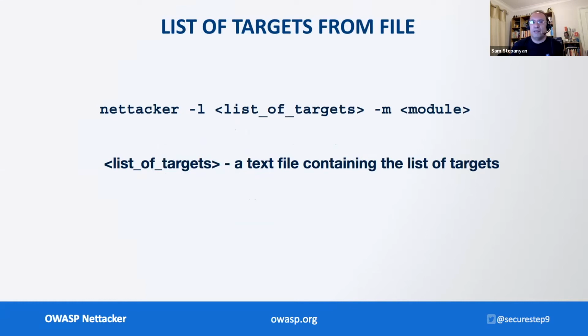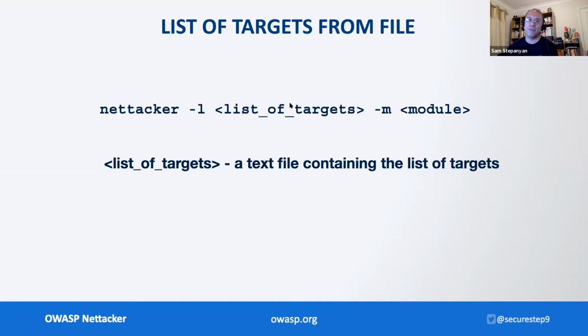And how do you squeeze them all into one command line? You don't. What Nettacker allows you to do is put all your networks and all your domains into a text file, and then you can load Nettacker with that text file as a list of targets. That's why there is a command line option called -L. Here you just define a text file which contains the list of targets, basically one target per line.